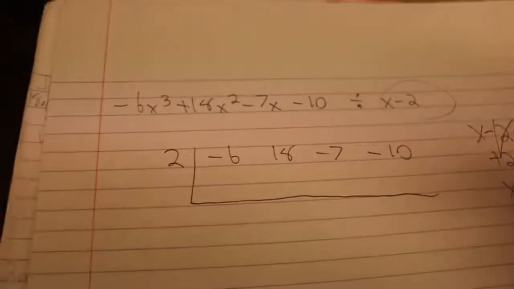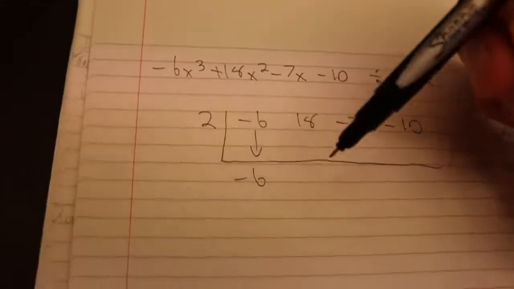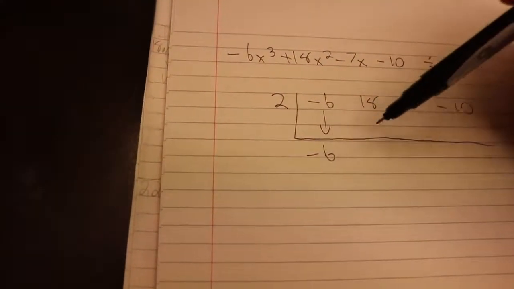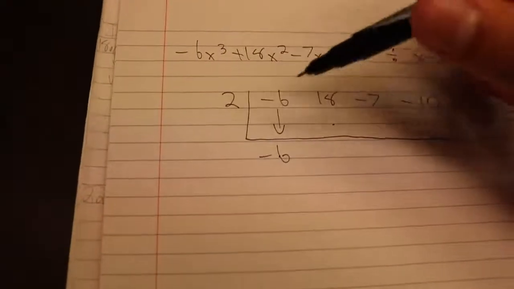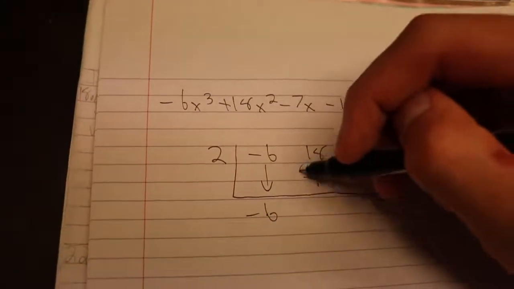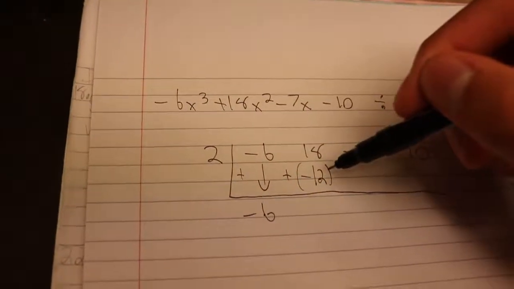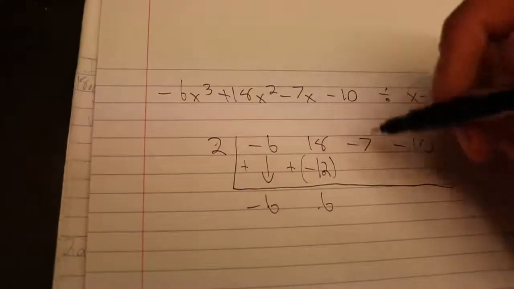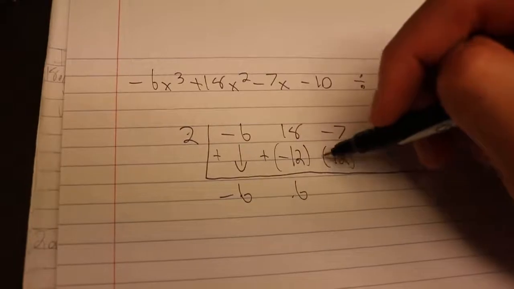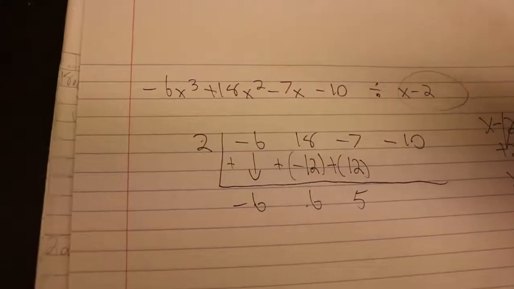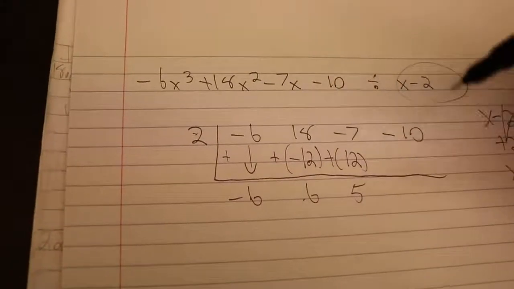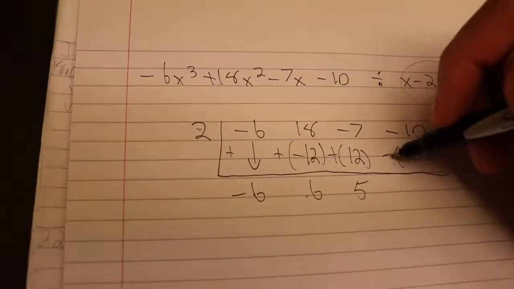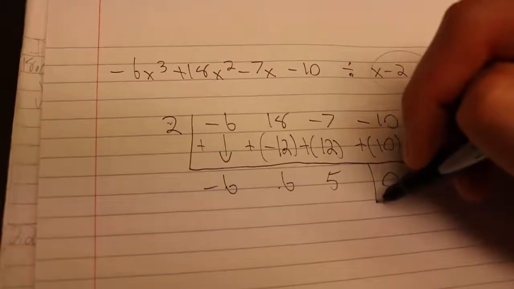This is how you do it, and we're almost done. First of all, you always drop down the first coefficient right here. And then what you do is multiply this by this and put it here. So negative 6 times 2 is negative 12. And then you always add these together. That is going to be 6. And then you do that again. 2 times 6 is 12. Then you add it together, and that is 5. And then you do it again one last time. 2 times 5 is 10. Add these together and you come up with 0, and that's the remainder.